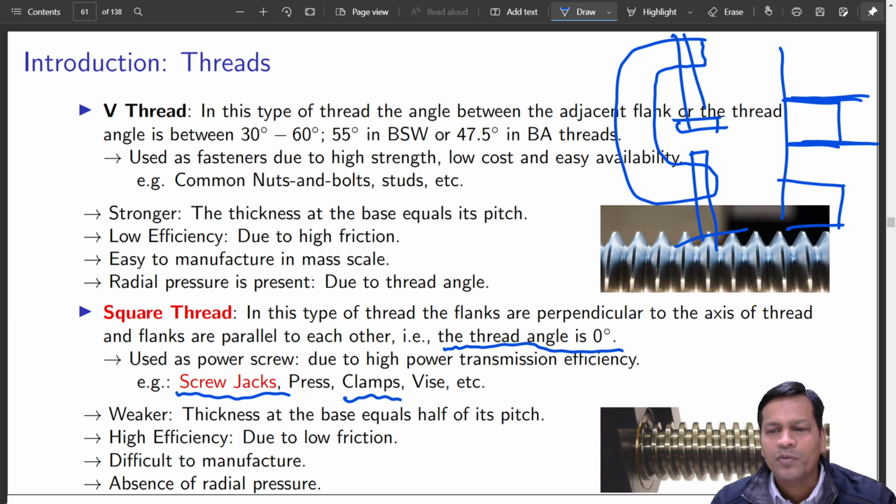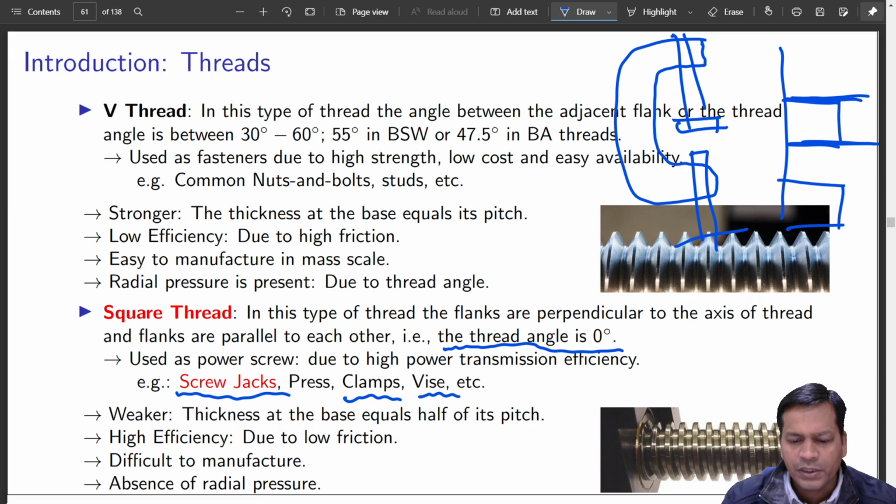A table vise is used to hold an object and you do some maintenance on that. So a table vise also uses this type of thread. You have seen it is used to transmit power, rotary motion to linear motion, and it can have self-locking also. So we'll talk about self-locking once again here. Once it is tightened, it doesn't automatically unwind itself. So what is the condition? That we'll talk about here also once again.